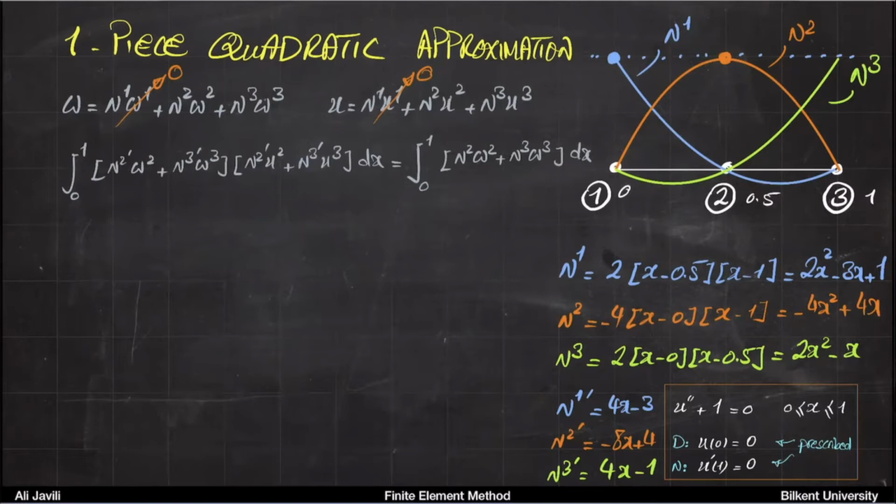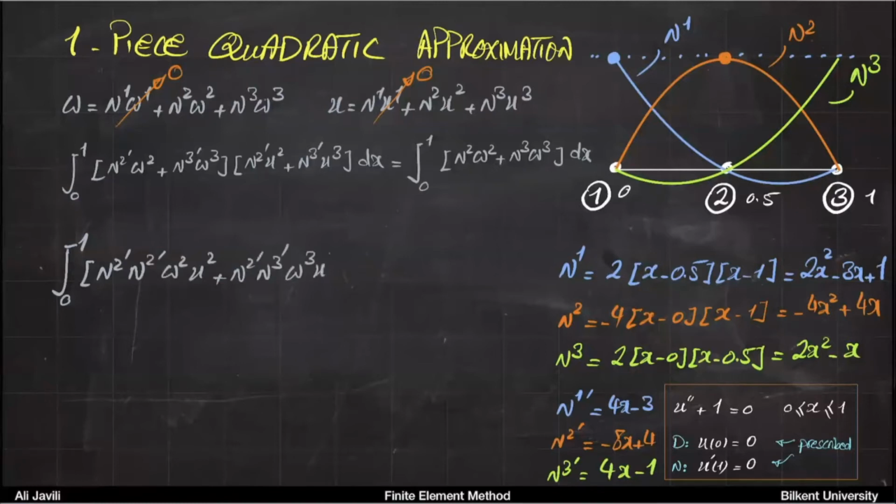So what we do instead is to expand these two, okay? So I'm going to multiply those two terms to each other. So we get this very long integral, basically, or very long argument in the integral. So you would get something which looks like N2 prime, N2 prime, W2, U2, plus N2 prime, N3 prime, W3, U2. So this is basically multiplying these two terms to the first one under second bracket.